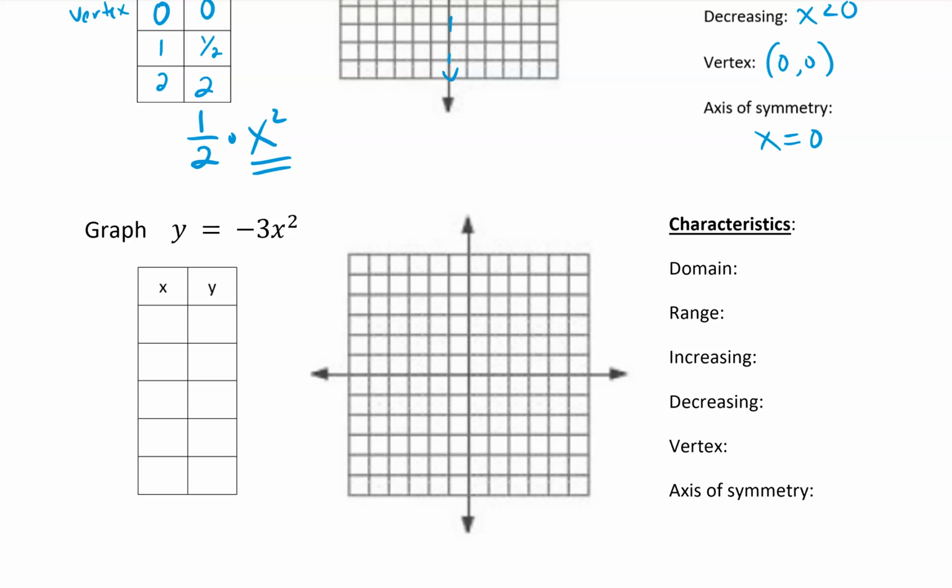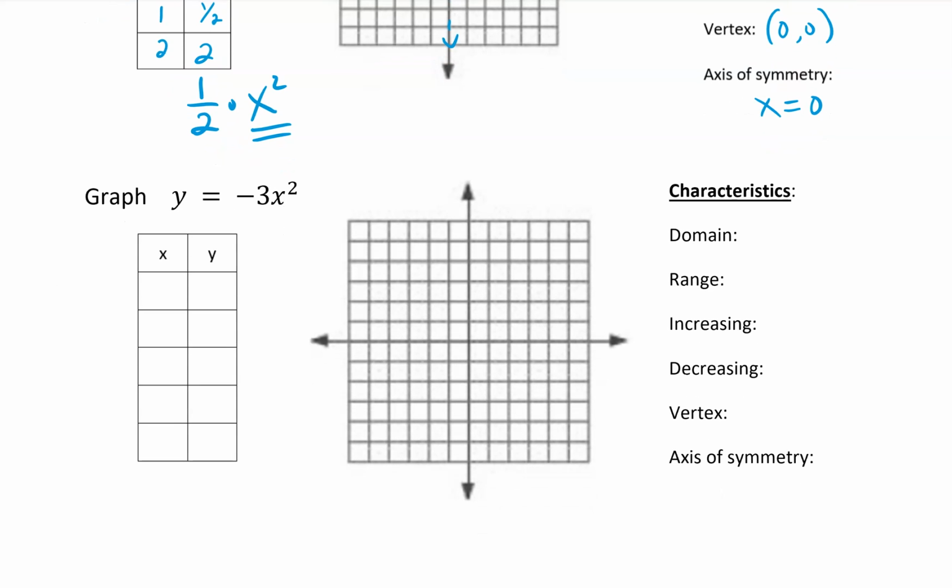Okay, we're going to do one more example that looks like y equals ax squared. For this one, we have an a value of -3. And we know that that tells us two things. It tells us, one, that it's going to be a vertical stretch. And also, since it's negative, we know that the graph is going to open down. So it's going to open down, and it's going to be a vertical stretch.